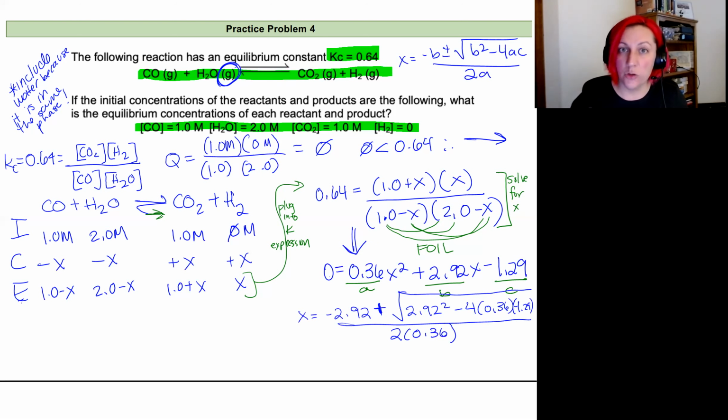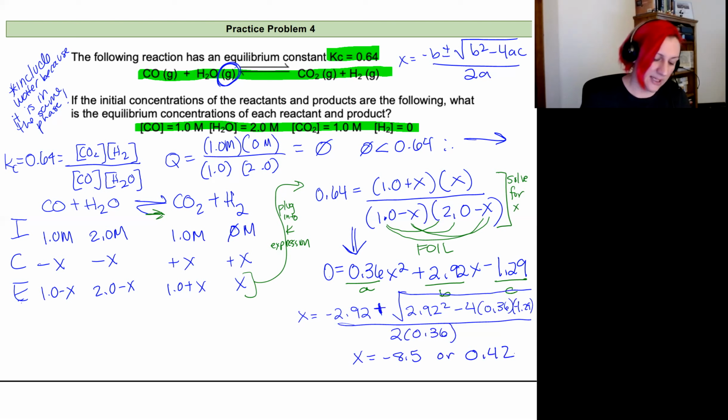So I'm going to get two solutions out. I'm going to get x is equal to negative 8.5, or it is equal to 0.42. Guess what? One of these makes sense and the other doesn't. I can't have a negative change when I'm talking about actual molecules, right? Like we can't have them disappear into nothingness and then have more than we have leave or gain, right? We still have the conservation of mass that we have to follow at all times. So that makes it the 0.42.